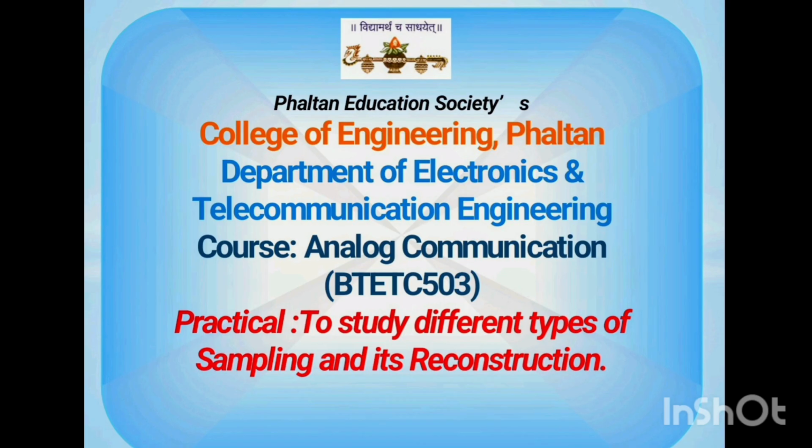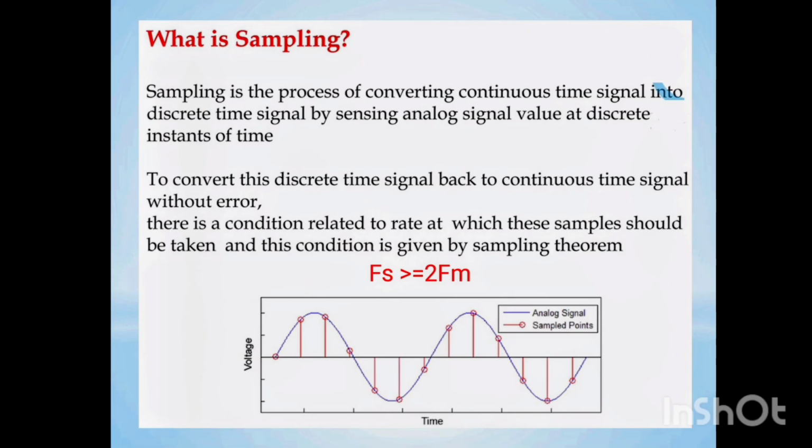Fulton. Today we will see the practical to study different types of sampling and its reconstruction under the course Analog Communication. So before that, first of all, what is sampling? Sampling is the process of converting continuous time signal into discrete time signal, and to convert this continuous time signal into discrete signal, we have to follow the sampling theorem. That theorem states that fs, that is sampling frequency, should be greater than or equal to twice of fm.